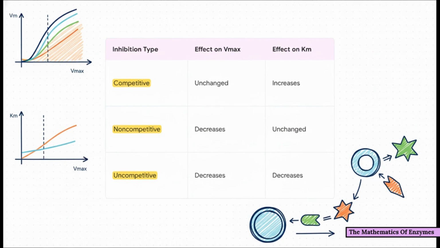By running an experiment, plotting the data, and just seeing what happens to Vmax and Km, we can diagnose exactly how a new drug or a poison is working. If Vmax stays the same but Km goes up, it's competitive. If Vmax goes down but Km stays the same, non-competitive. And if they both go down, it has to be uncompetitive. The math literally reveals the mechanism.